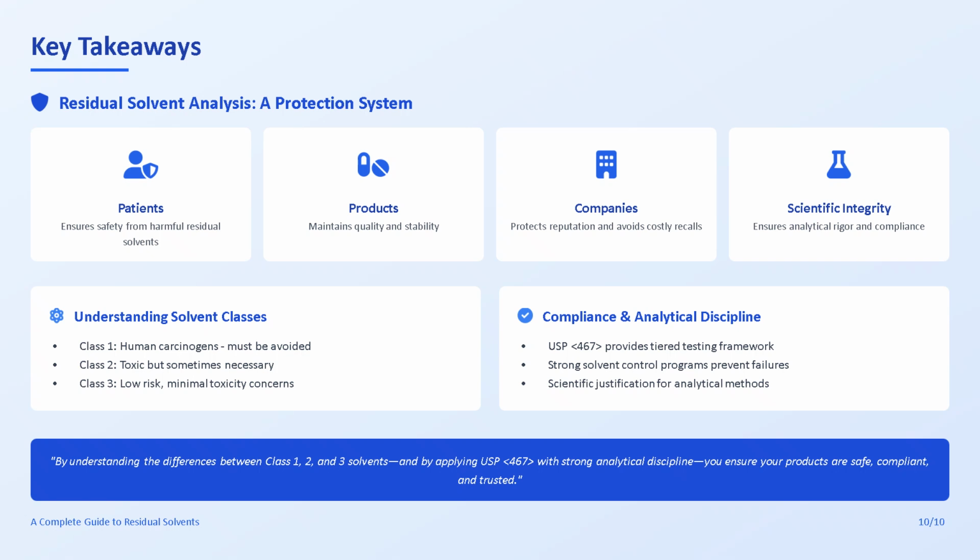USP 467 gives us a structured framework, but it's strong analytical discipline and continuous oversight that truly ensure compliance. By understanding the differences among these solvent classes and applying consistent testing practices, we keep medicines safe, effective, and trusted.